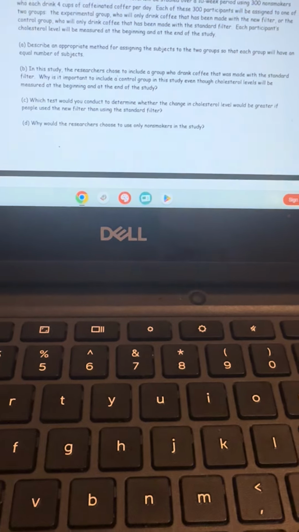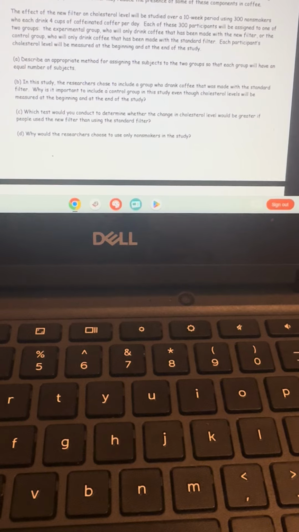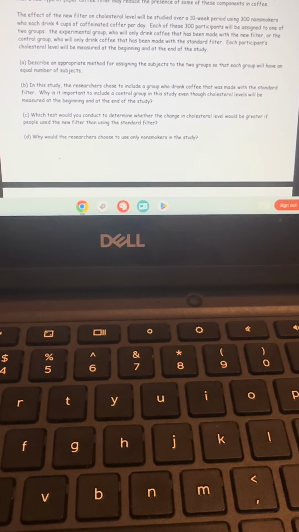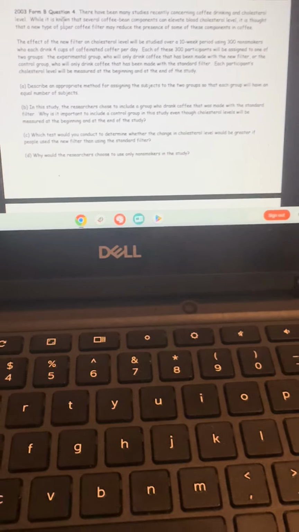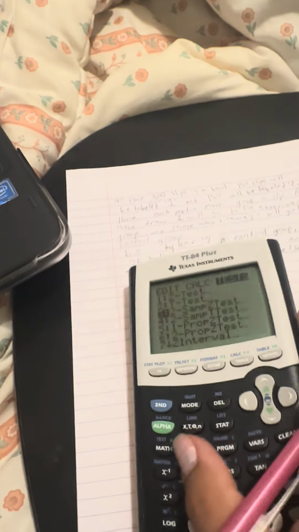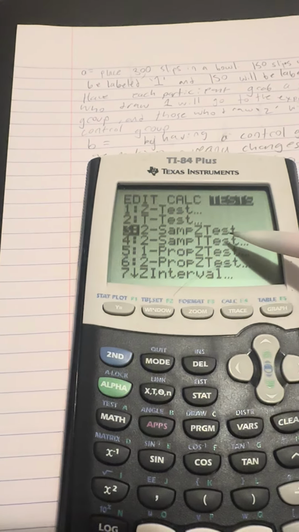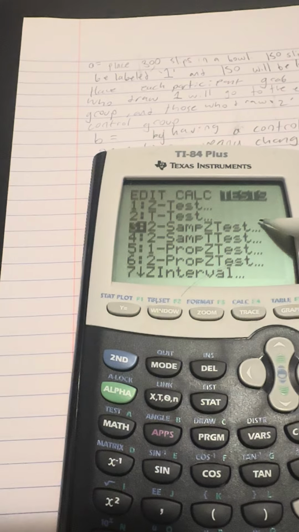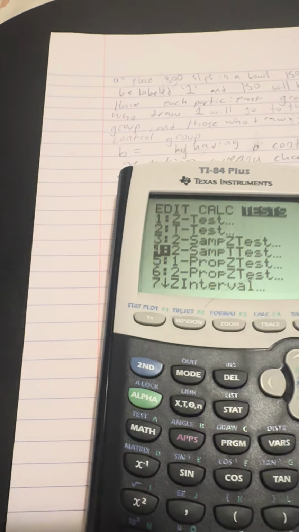Okay, C, which test would you conduct to determine whether the change in cholesterol level would be greater if people use the new filter rather than using the standard filter? Because it's a difference in means, I would use the 2-sample t-test. And I would do it, but I don't think I really have the data I need to actually do it.